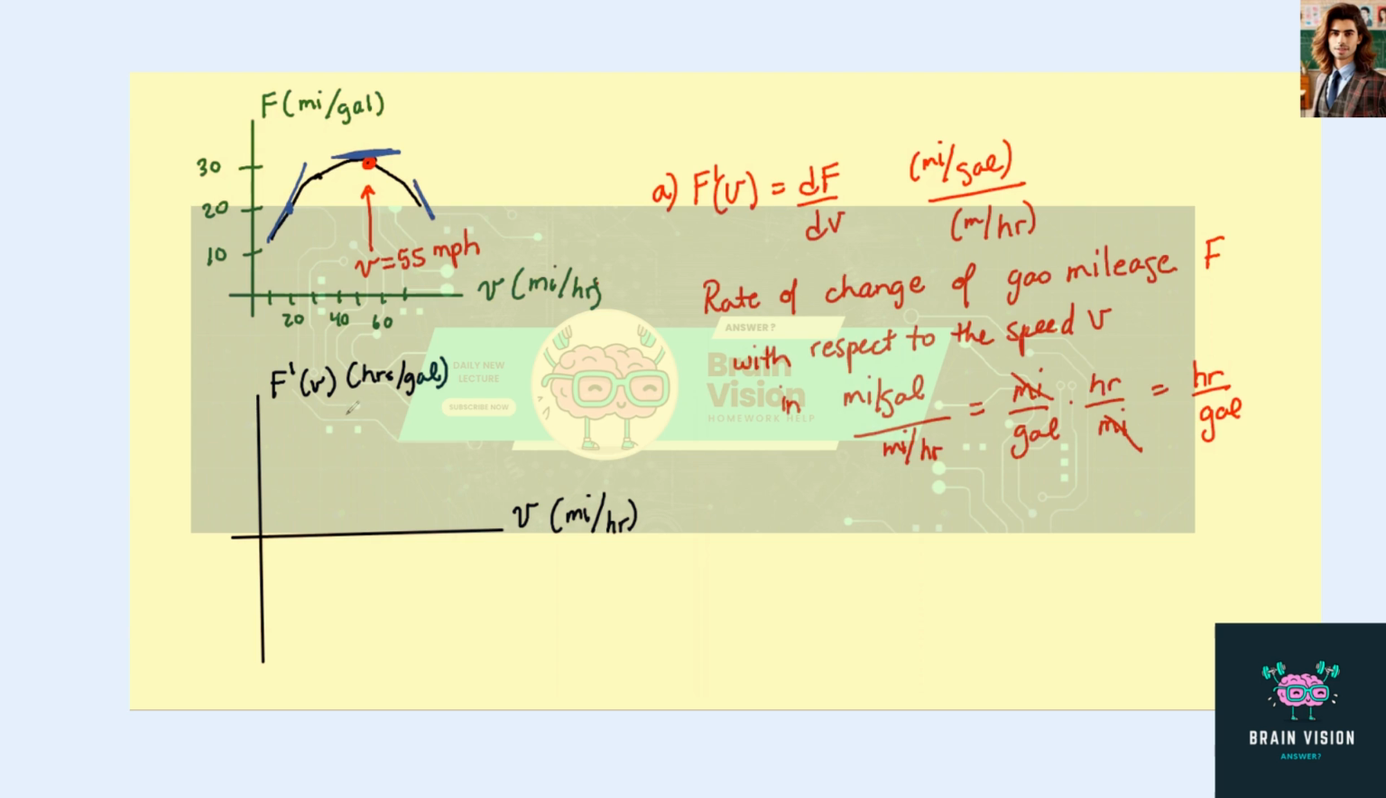So just a super rough sketch, something like positive going towards 0, slope going towards negative. It has some shape to it, but roughly we're going to go from a positive slope to a negative slope. Notice that then our hours per gallon is dependent on our miles per hour.